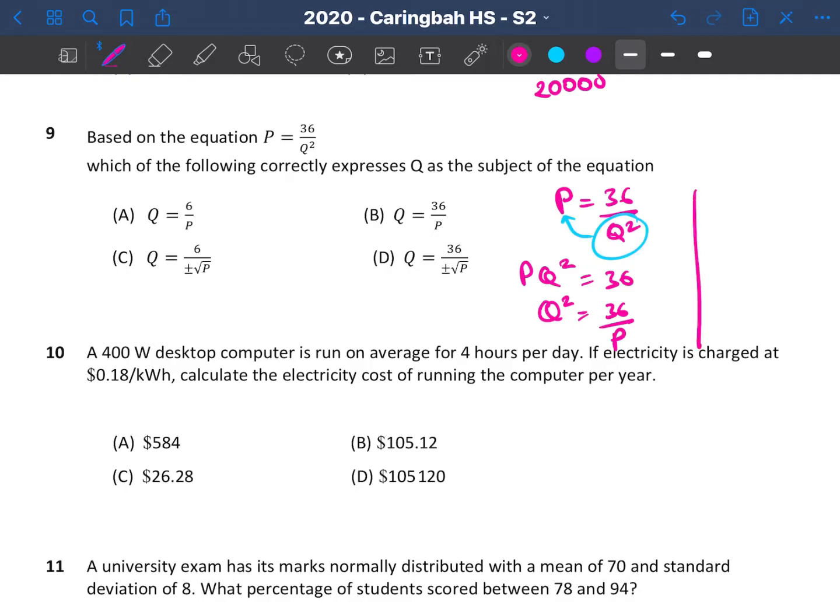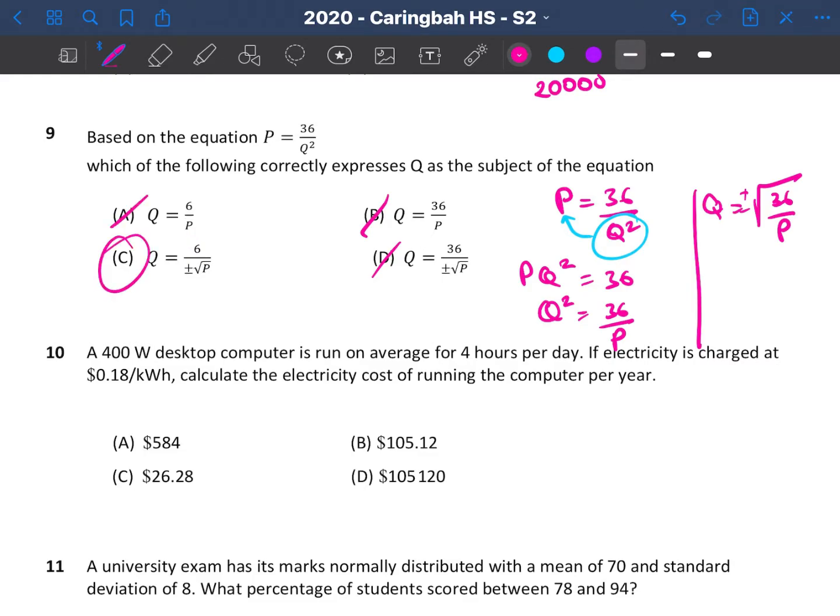How do I get Q on its own? I will have to find the square root. So it's Q is equal to the plus minus square root of 36 over P. Now let's have a look at what options I've got. It's definitely not B. Do you see how this answer is actually 36 over P, but it's meant to be the square root? And it's definitely not D either. Now, what makes A and C different? We've got A is equal to 6 over P. Well, that can't be, because this P needs to be square rooted. So it's not A, leaving me with C.